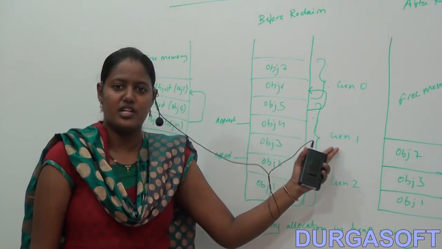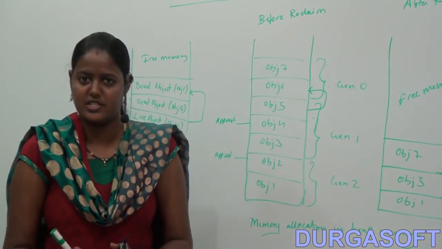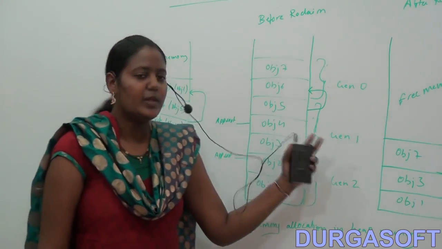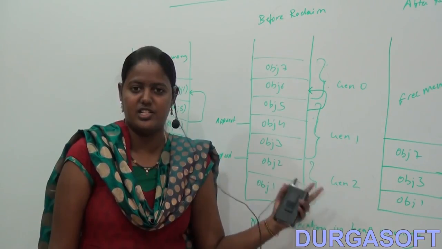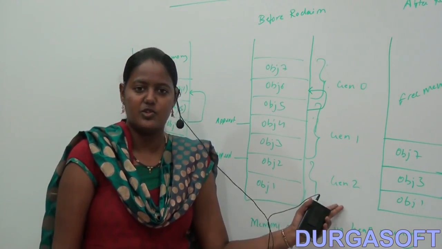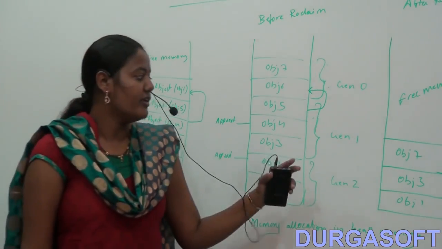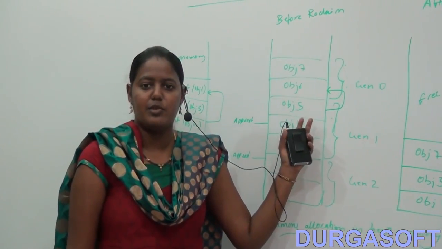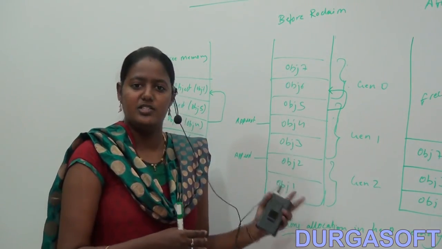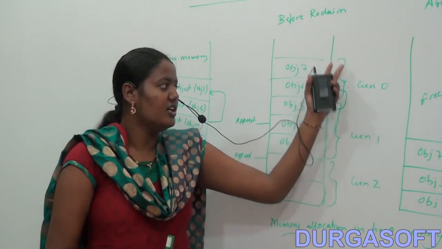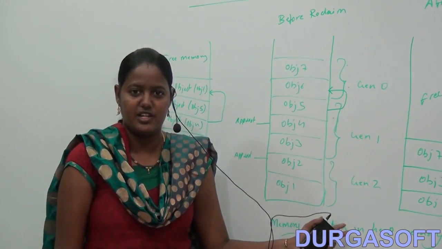Generation 1 contains long-lived objects, and it acts as a buffer between generation 0 and generation 2. Generation 2 contains the longest-lived objects. When there is not sufficient memory, objects from generation 1 are promoted to generation 2. So these are the three generations: generation 0, generation 1 and generation 2.